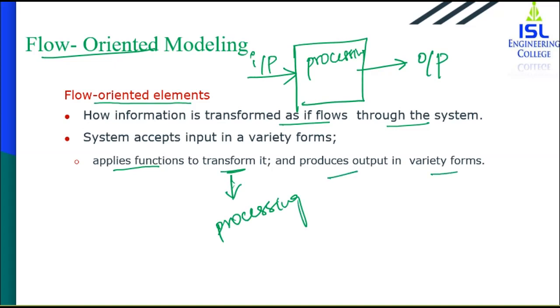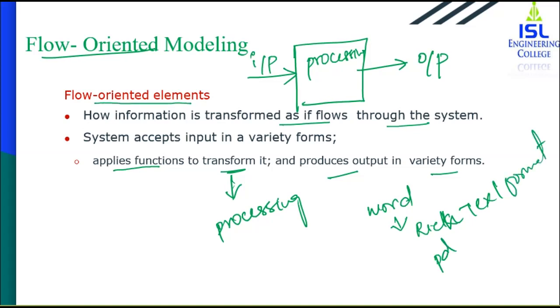Now, if you're making a specific Word file, this Word file can be saved in multiple formats. You can save it in rich text format, you can save it in PDF format, or you can normally save it in the Word format. There are different formats, multiple are there. So I'm telling you that these are the different varieties of output that can be generated. So this is your flow oriented modeling.